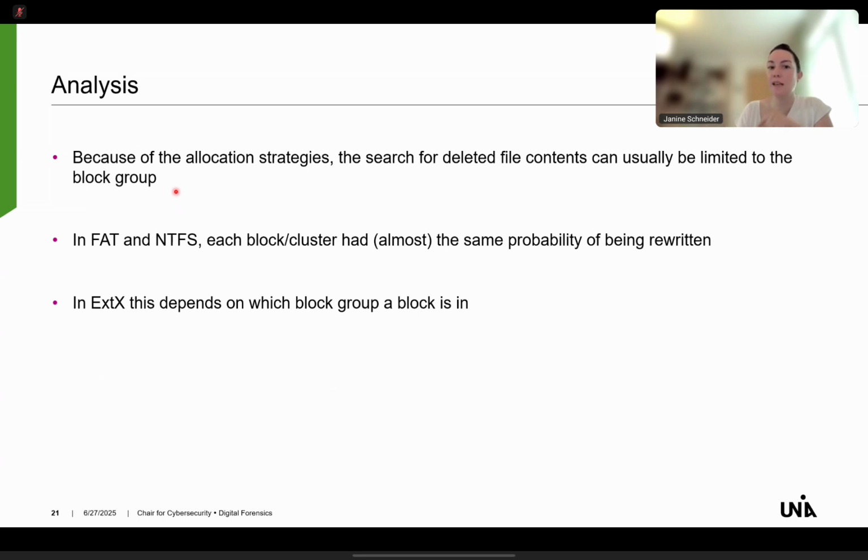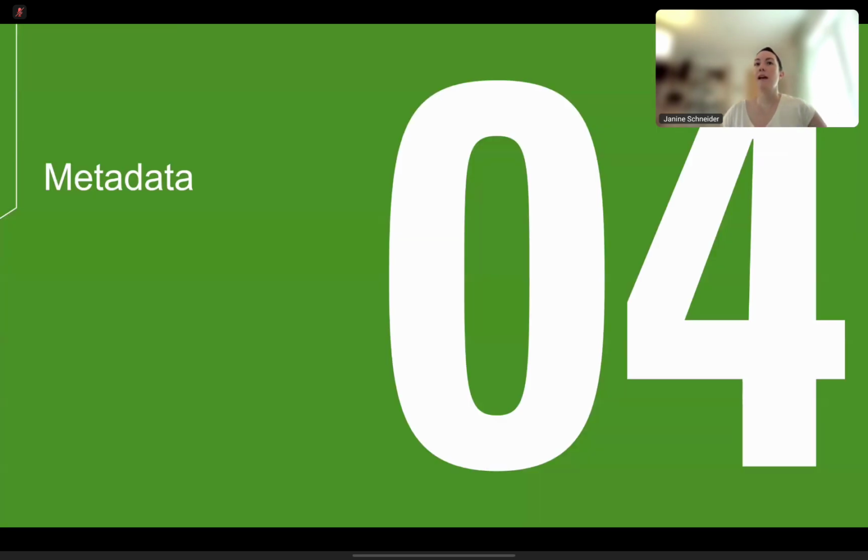But it could be the case that contents can be fragmented over several block groups, which usually the file system does not do because of speed and reliability. And in FAT and NTFS, each cluster had almost the same probability of being written. In ext, it depends on which block group a block is in. Okay, are there any questions?